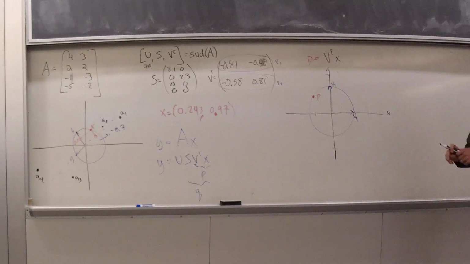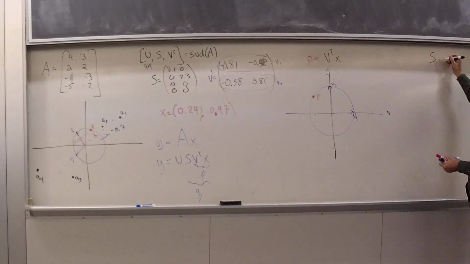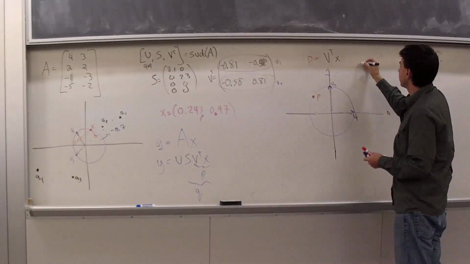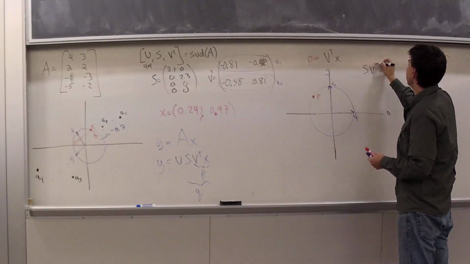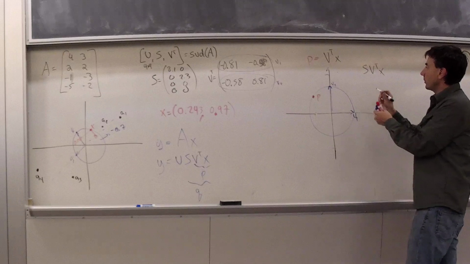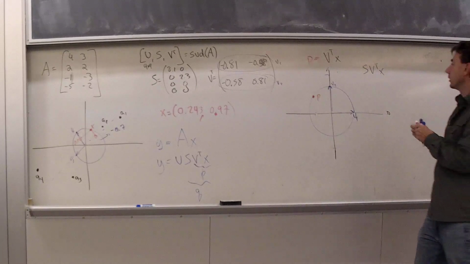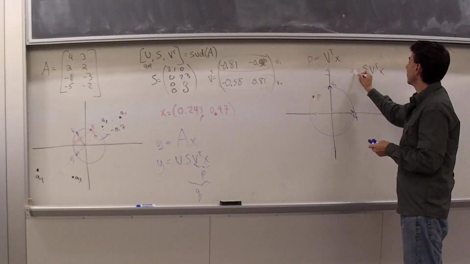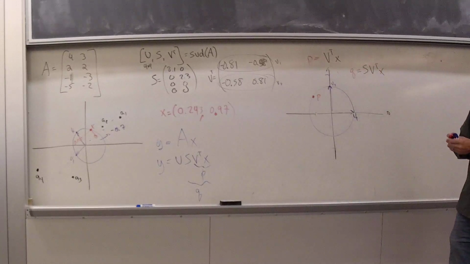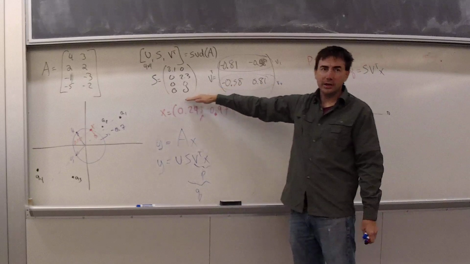So the next step here is going to be doing S. Let's write it. This is S V transpose X, and this is going to be equal to Q. Okay, so what is this S matrix doing here?